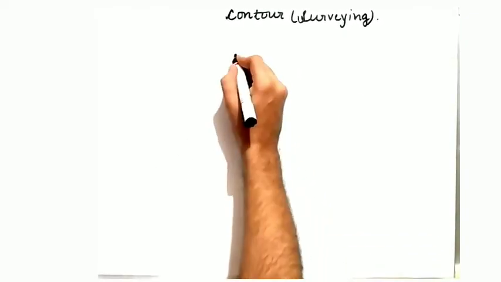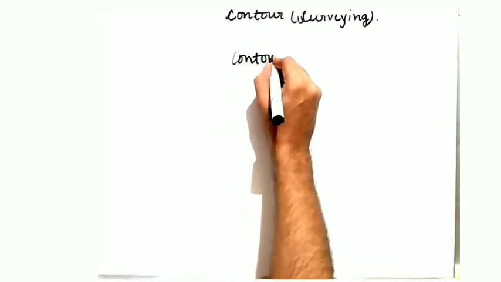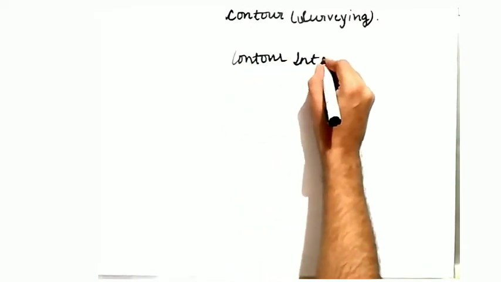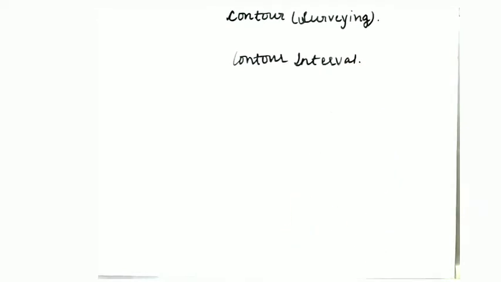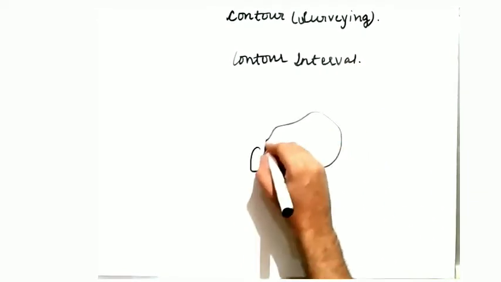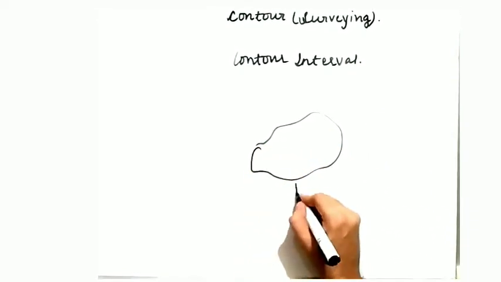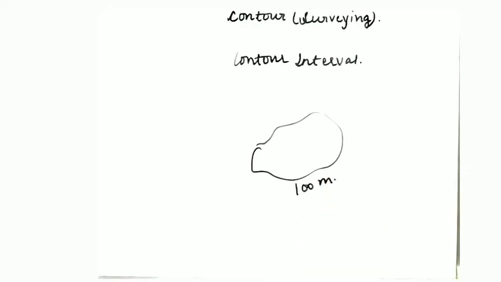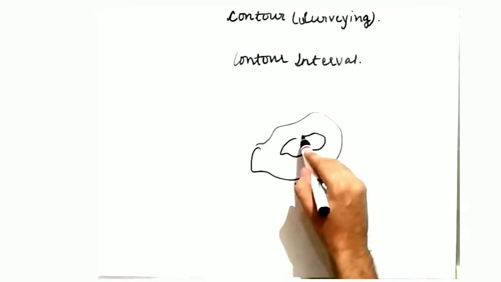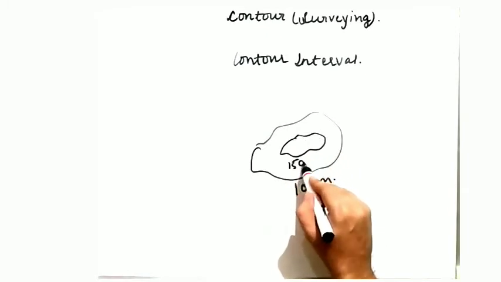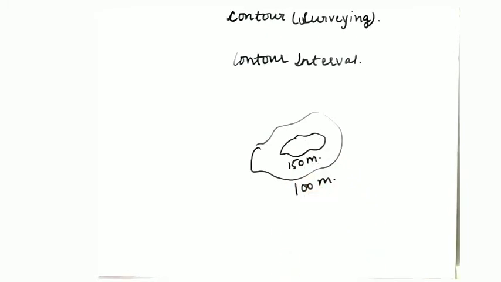Now a term comes that is called contour interval. What is this term called? Suppose I say this is a contour of 100 meters above mean sea level. Now suppose I say that this is another contour inside this contour that is of 150 meters. So you can imagine what it will be representing. It will definitely be representing a hill.